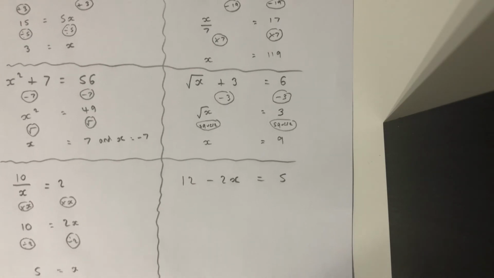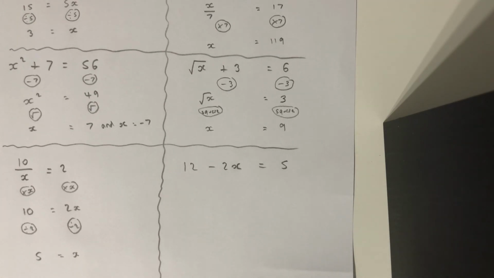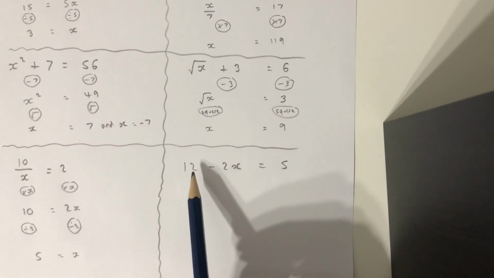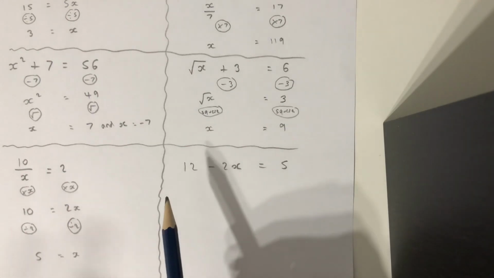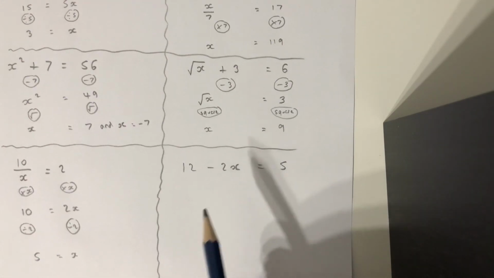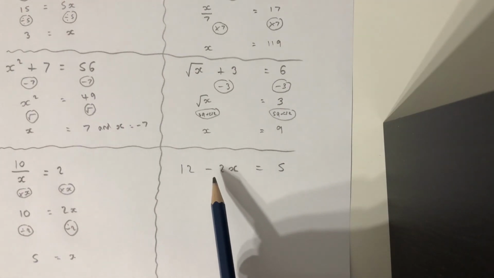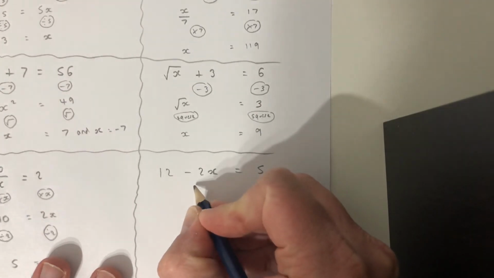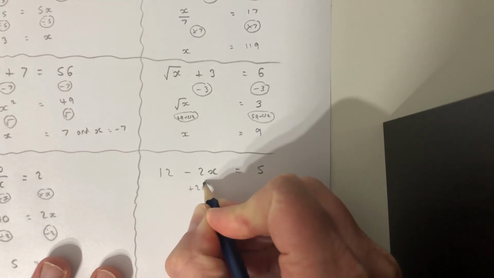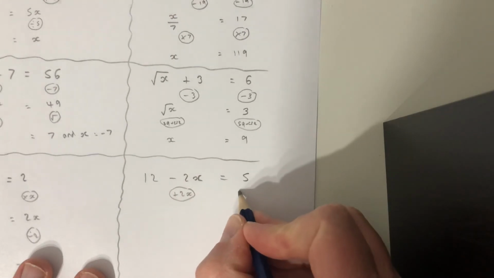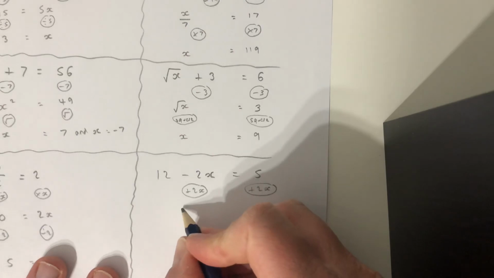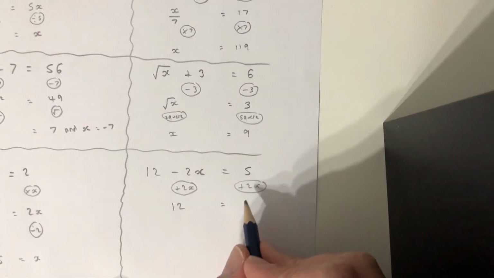This next question is very similar, because 12 take away 2x equals 5. If you just go through the standard method, move the 12 away, you're left with negatives. I don't like negatives, I know you don't either. So because the x is negative in front, we'll just shift it. The opposite of take away 2x is add 2x. And that's what I'm going to do. I'm going to add 2x to both sides. If I do that, I'm just left with 12 on the left. On the right, I've obviously added 2x.